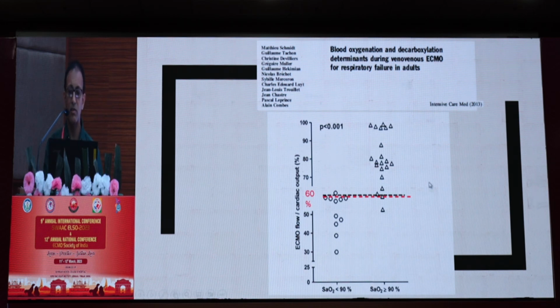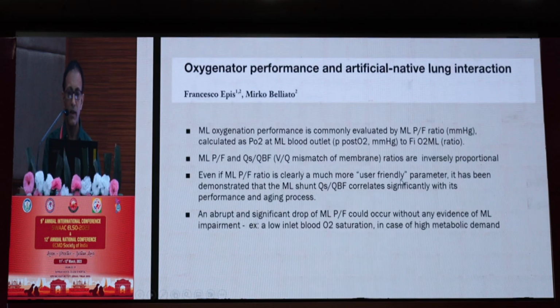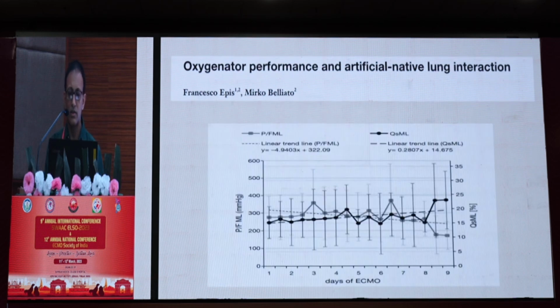If you see here, if the ratio of 60% or above is maintained, the saturations are better. And Dr. Nicholas and Dr. Ram mentioned about this, and that we actually need to look at the membrane lung PF ratios and the shunt fraction, which are inversely related to each other. PF ratio is a user-friendly parameter, but it actually takes into account the high metabolic demand, so it's not always reliable if the oxygenator function is not good.